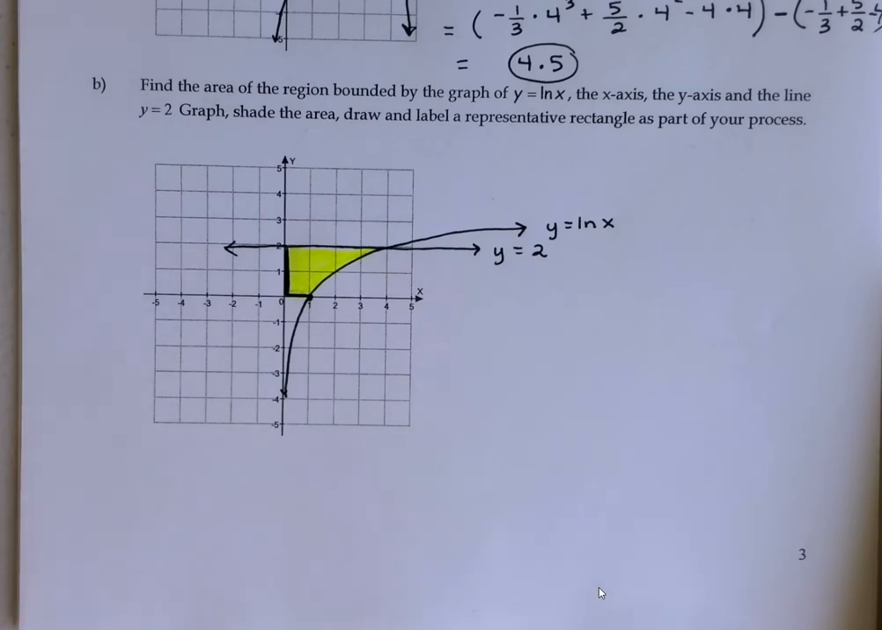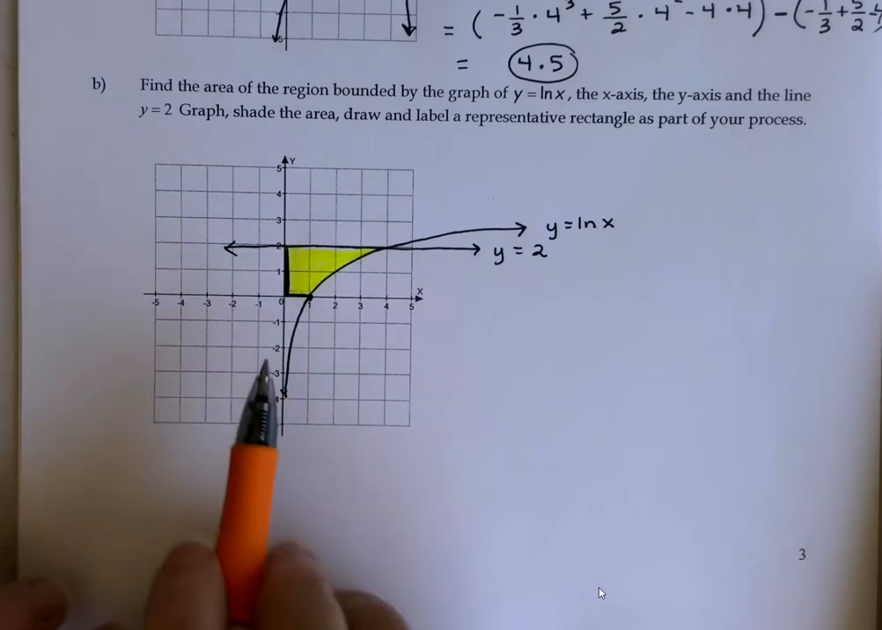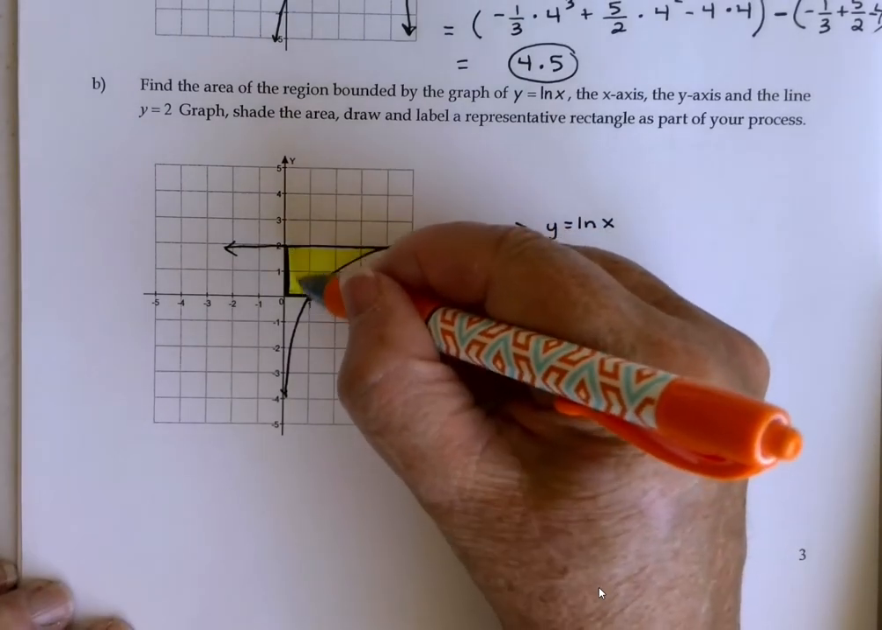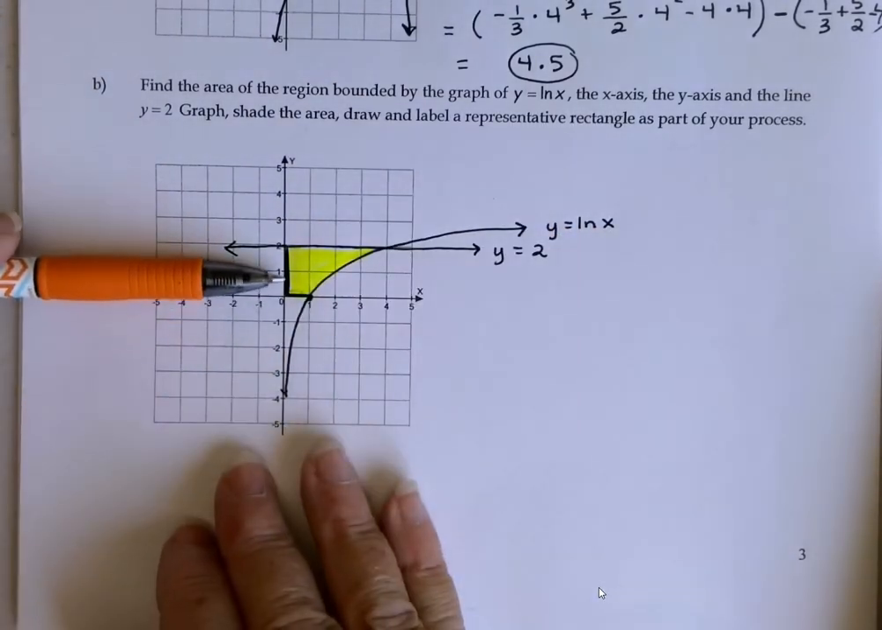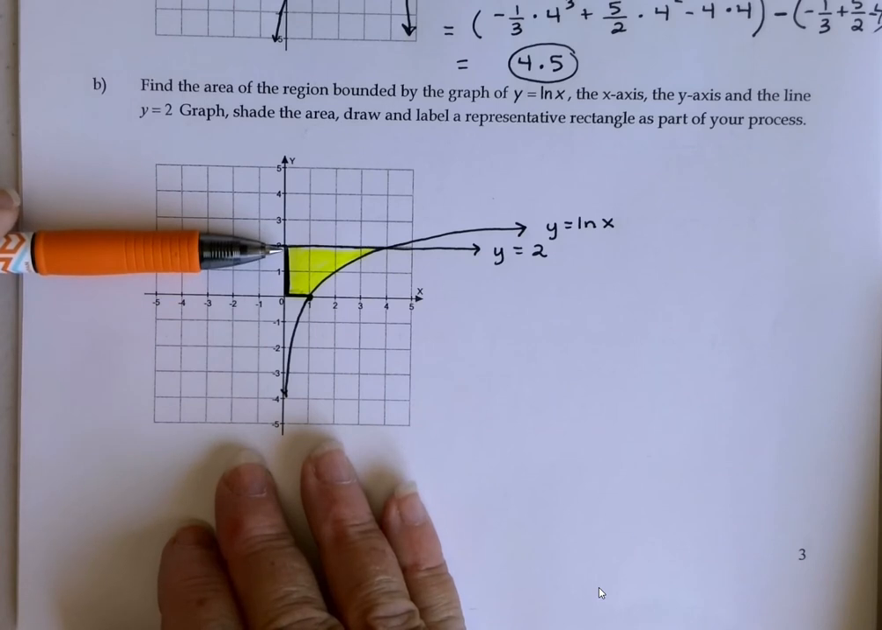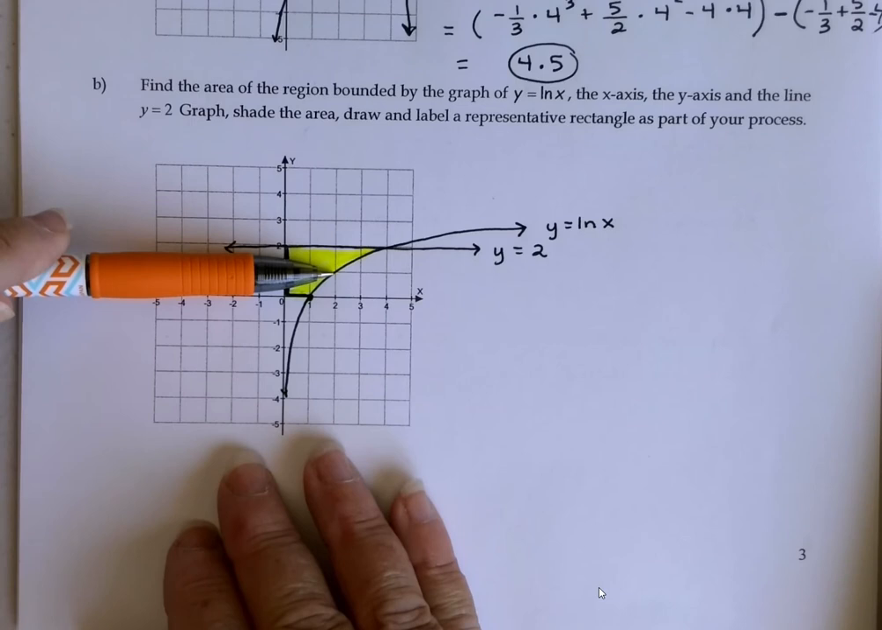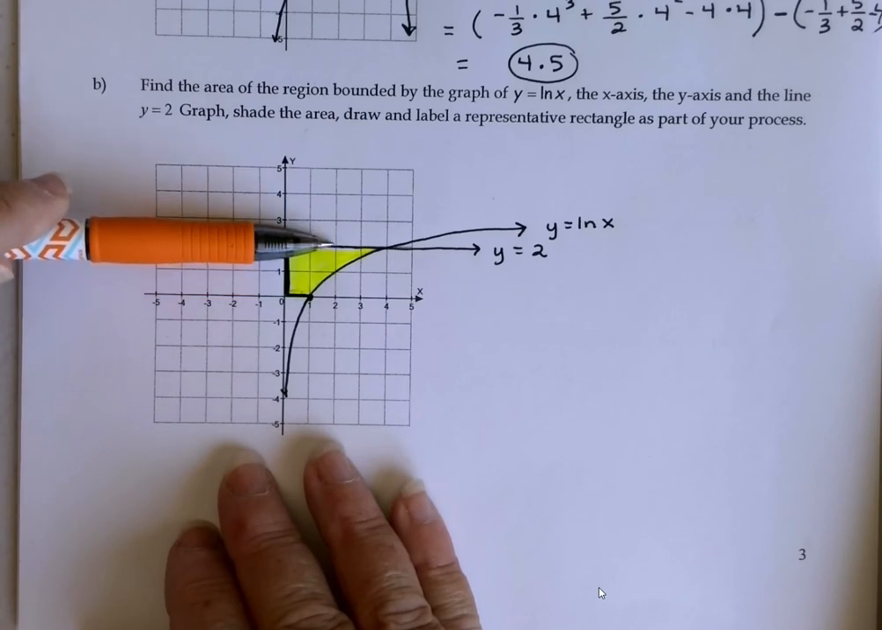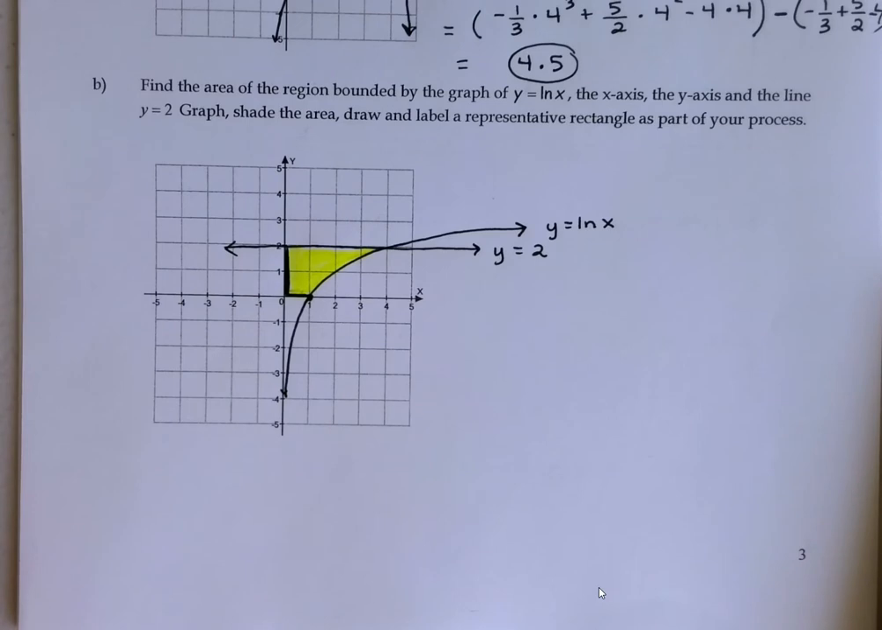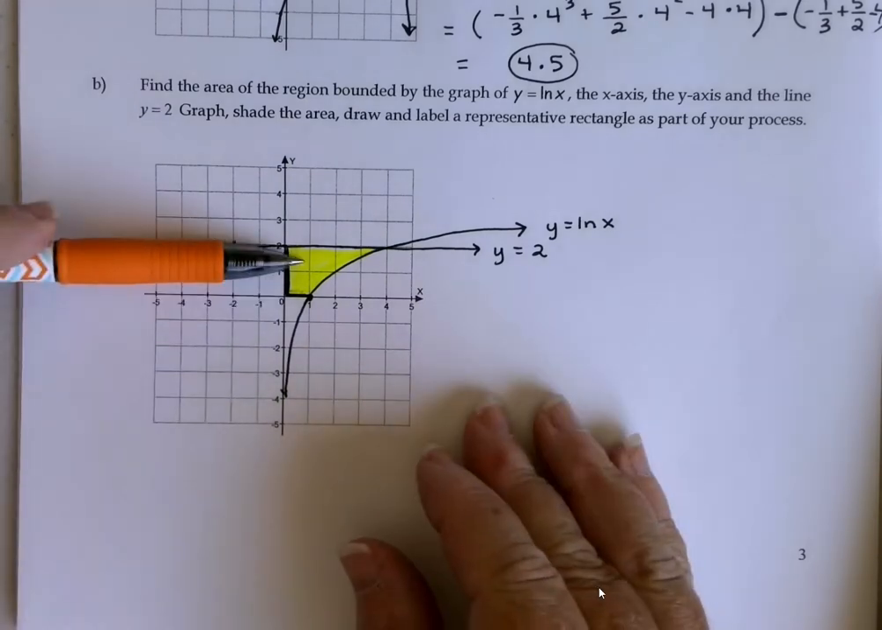And I do have an issue here. If I were to try to draw my representative rectangle exactly the same way as I did before, notice that I would be in trouble. Sometimes the rectangles would just be vertical right here between the x-axis and the line y equals 2. And other rectangles would go between the natural log curve and the line y equals 2. When I draw a representative rectangle, I want it to truly represent all of the rectangles that I could possibly have for the entire region. And I can't do that with a vertical rectangle here.